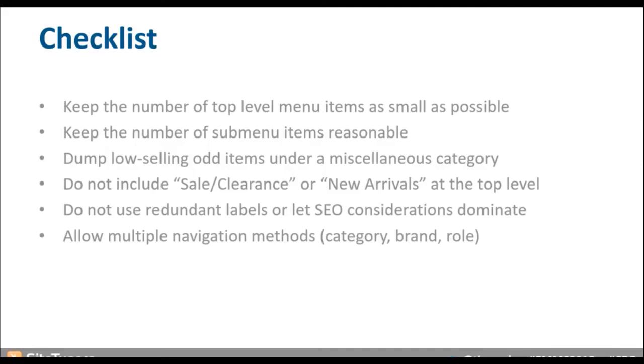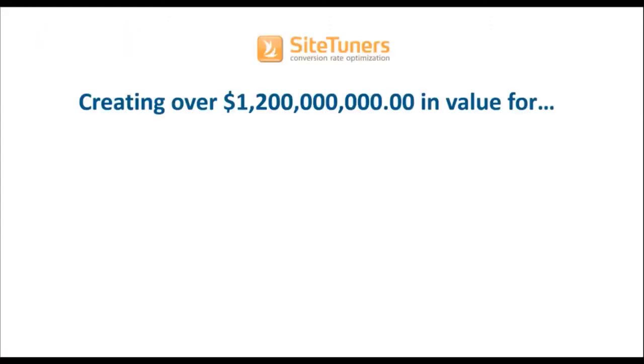And don't let SEO dominate how you construct your information architecture. You should just make it useful for the visitor. That's what is most important. In some cases, you may have multiple categories or methods to navigate. Categories versus brand versus a role of who you are coming to the site. It's okay to have multiple types of navigation as well.